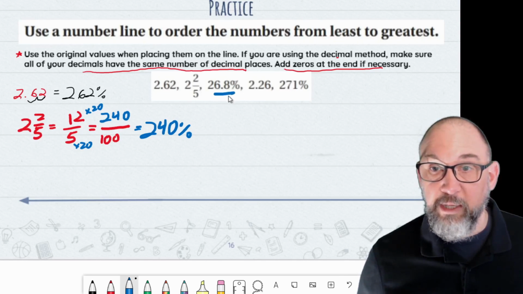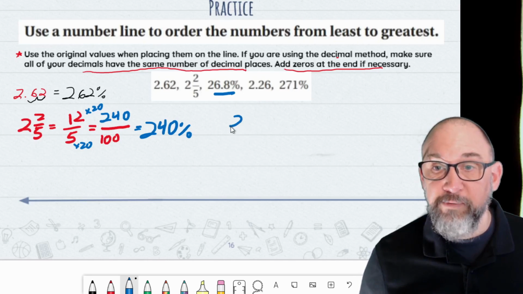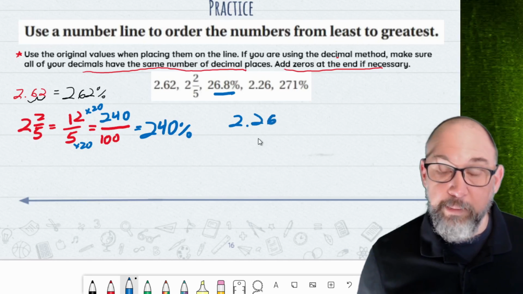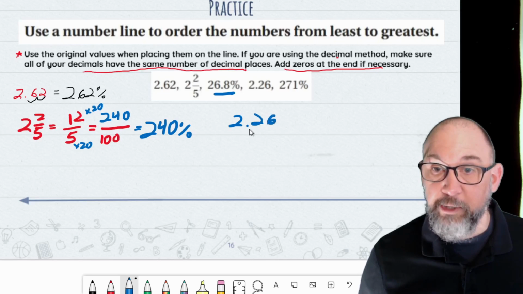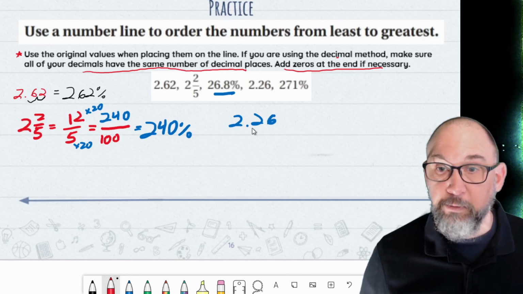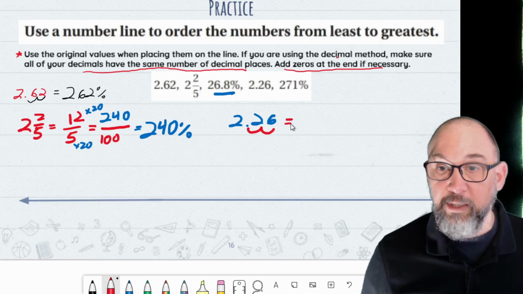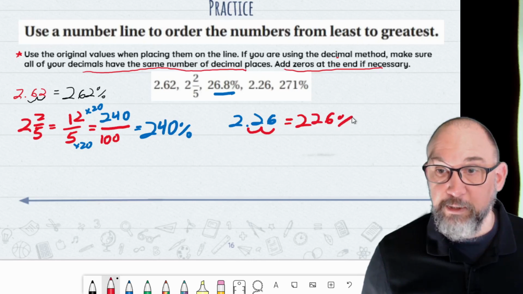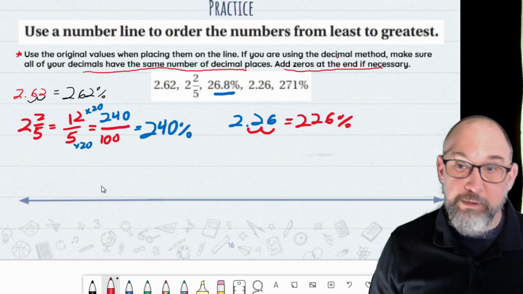I don't have to do anything to that one. 2.26. So I have 2.26. What I'm going to do is multiply that by 100 by moving the decimal 2 places to the right, 1, 2, and that's going to equal 226%.